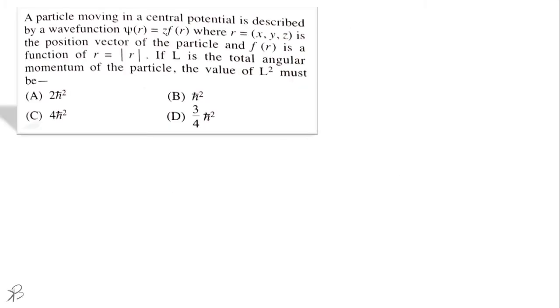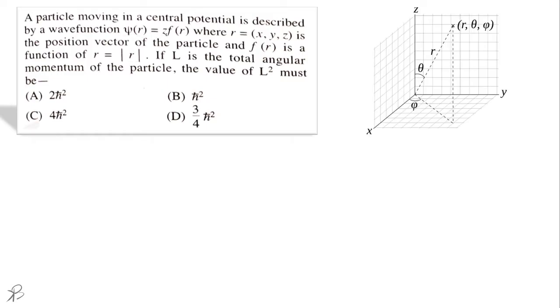So we have the question which goes something like this. A particle moving in central potential is described by a wave function given by ψ(r) = f(r) z, where r is the position vector of the particle and f(r) is a function of mod of r. If L is the total angular momentum of the particle, the value of L square must be. So out of the four options, you have to find what is the value of L square.